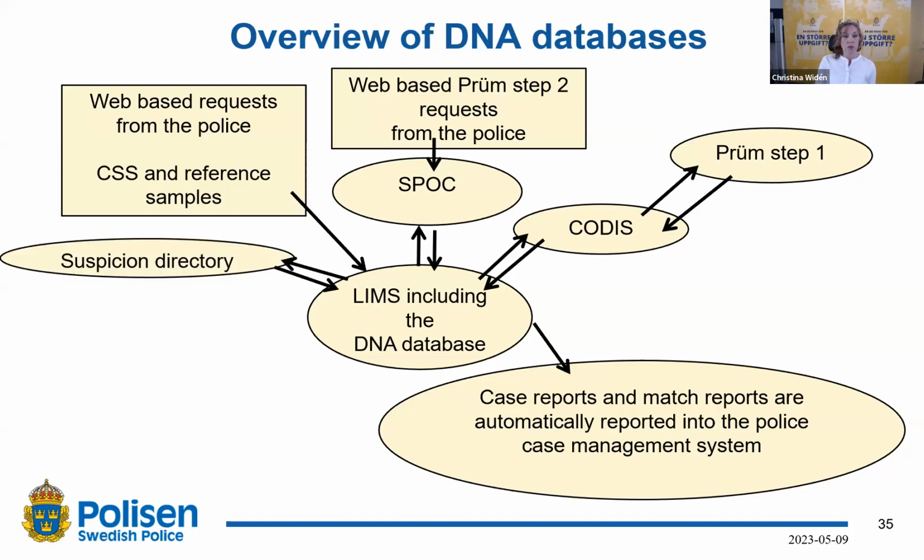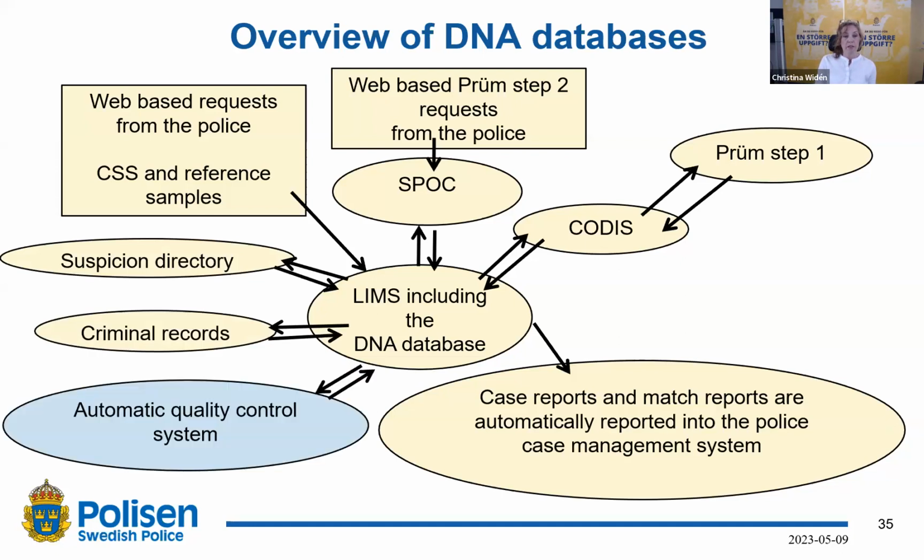Our LIMS also communicates with the suspicion directory, with the criminal records. And we also have some automatic quality control system helping us keep good quality of our information. And then we have Familias, our system that is not automatically connected yet to our LIMS. So this is an overview of our system helping us with our DNA databases.